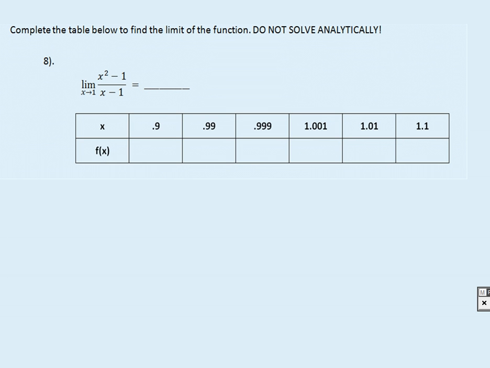Alright, now to the actual problems. So this first one, all you're doing is plugging and chugging. When you plug this into your calculator, you should plug in 0.9 and get 1.9. You get here 1.99, 1.999, 2.001, 2.01, and 2.1. What you're looking for is whatever this number looks like it should be. Looks like you're approaching the number 2. So that's why your limit there is 2.